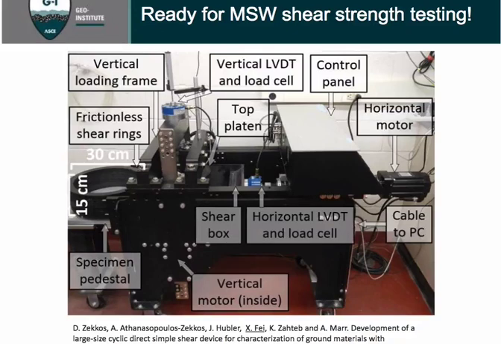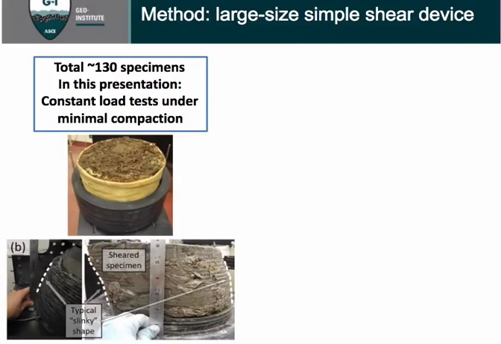This instrument is a versatile instrument for many large-size samples, and more details can be found in this journal paper that was recently published. But essentially, this device tests a very big specimen, with a diameter of 30 centimeters and a height of 15 centimeters, for simple shear testing. So now let's look at what we did with the solid waste.